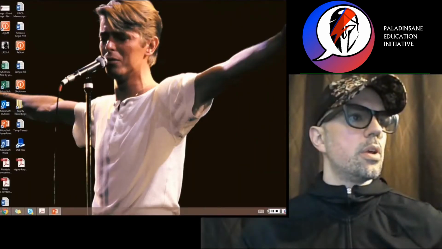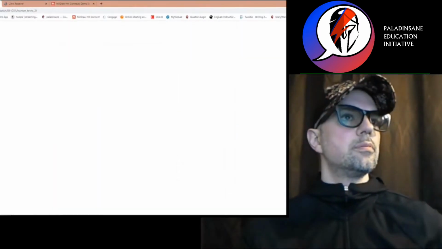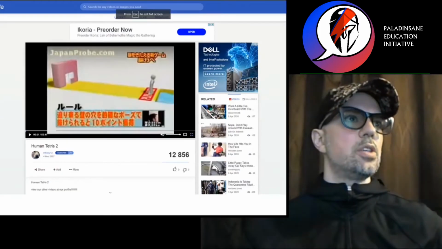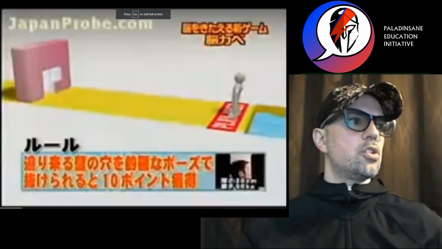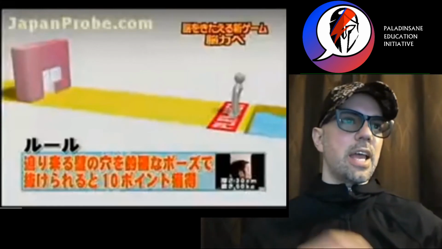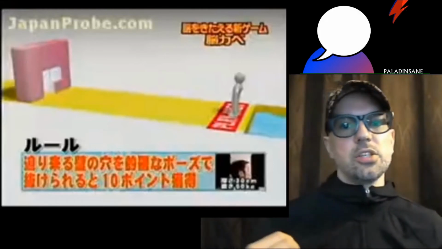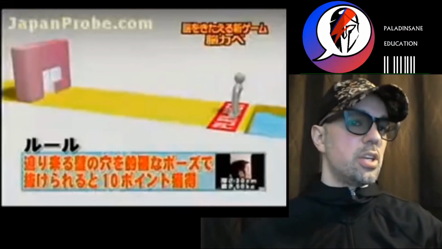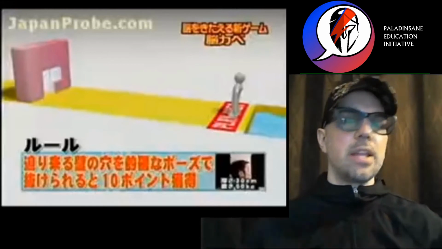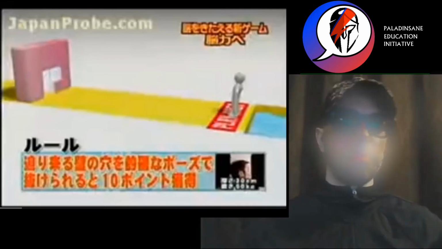All right, so we're going to take a look at that right now. This is human Tetris. So enjoy the competition. And again, take note of problems that are being solved by these contestants using functional fixedness, using traditional concepts of where your head and your body should go, and then look at ones where they break functional fixedness and are able to solve the problem.